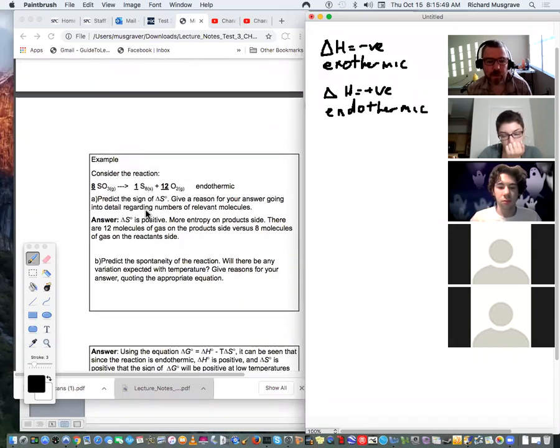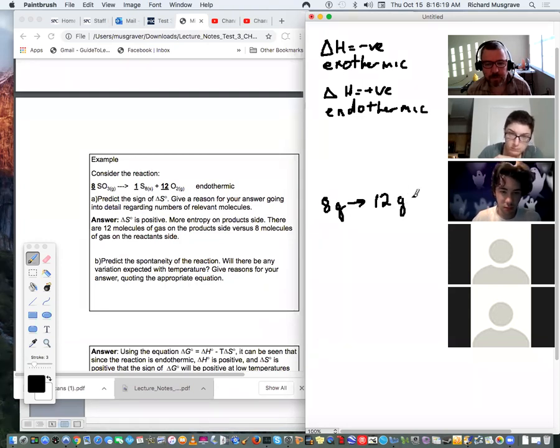So looking over here, you can see that we have stuff in the gas phase and we have stuff in the solid phase as well. What we can do is we can count up the molecules on each side that are in the gas phase. That's really going to be the only thing that's of any importance here for entropy. So on the reactant side, you can see that we've got 8 molecules, so 8 gas, going to 12 gas. And the solid here is not going to be important at all because the solid is not really going to contribute very much to the entropy. We're only interested in what's happening with the gas.